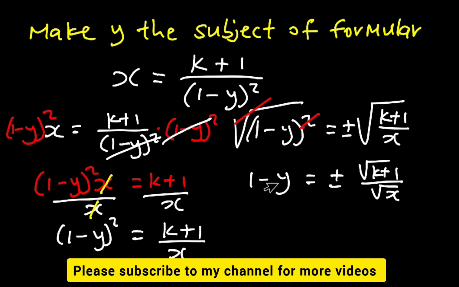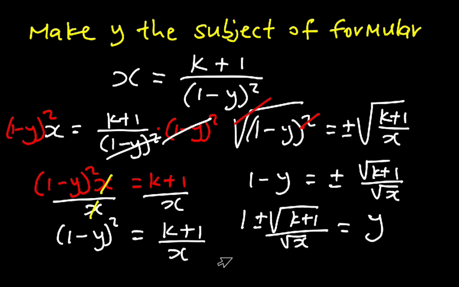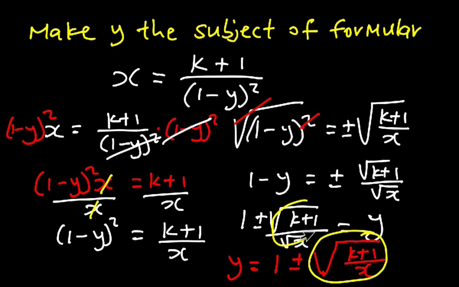Now we're going to take this negative y to the right hand side and then take all of this to the left hand side. When we do that, we're going to have 1 plus or minus the square root of (k + 1) divided by the square root of x equals y. Then finally we have that y equals 1 plus or minus the square root of (k + 1) divided by x. Now this and this are the same thing. I just want to combine it to look simple.